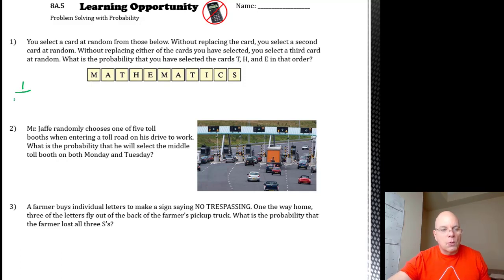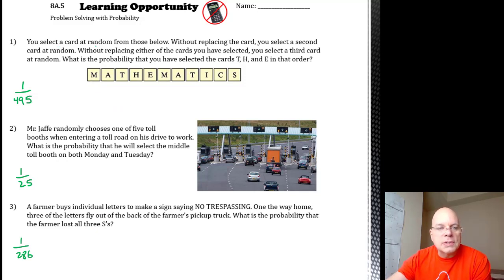The probability for number 1 is 1/495th, 1/495. Number 2 is 1/25th, and number 3 is 1/286th. I'm going to do them in order, so if you need help with 1, just keep watching. If you need help with number 3, for example, just scroll ahead to that part that you need.